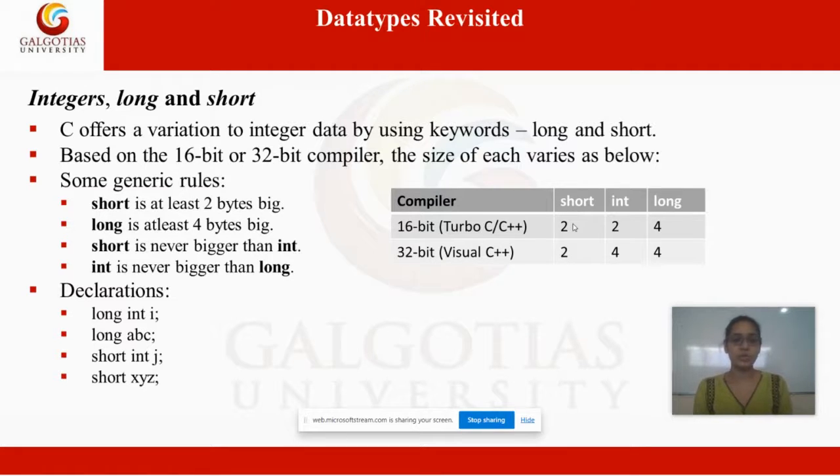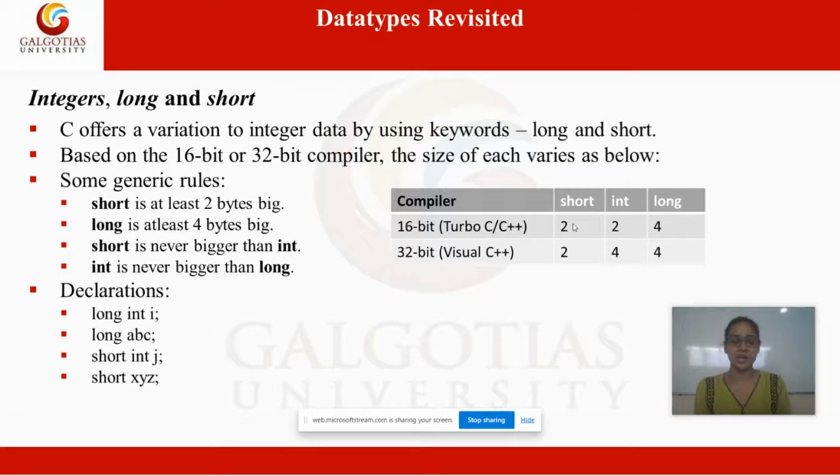So some generic rules are that short is at least going to be 2 bytes big. So it is going to occupy at least 2 bytes in memory. Long is going to have at least 4 bytes in memory. Short can never ever be bigger than int. And similarly, int can never be bigger than long.